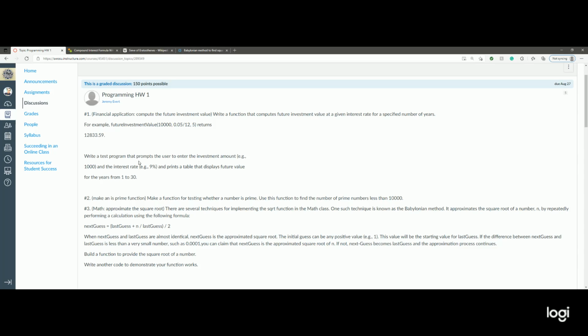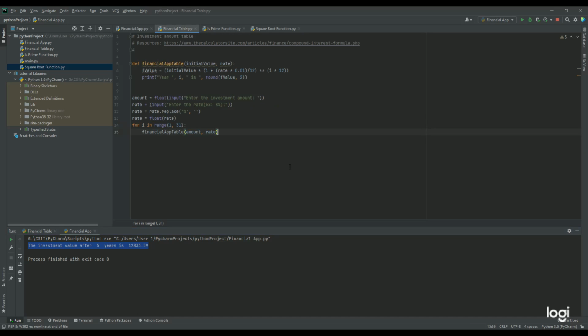Now the second part says to write a program that prompts the user to enter the investment amount and the interest rate. So I decided to create another function that allows for user input, and changed up a little bit of the function I used because we are only accepting 2 arguments this time instead of 3. And also we are creating a table, so I'll go ahead and switch over and show you guys that. I made this program called financial app table, which accepts 2 arguments, initial value and rate.